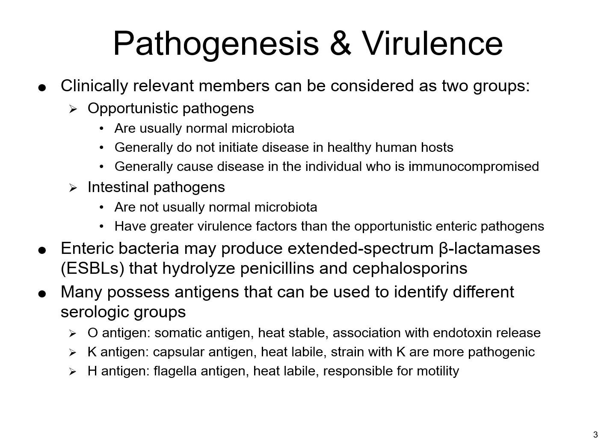The most clinically relevant organisms can be divided into two different groups. You have the opportunistic pathogens and the intestinal pathogens. With your opportunistic pathogens, these again are your normal flora, and they generally do not initiate any sort of disease in someone who's healthy, although if it's someone who is immunocompromised in any way, then the organism can start to grow and cause an infection within that patient.